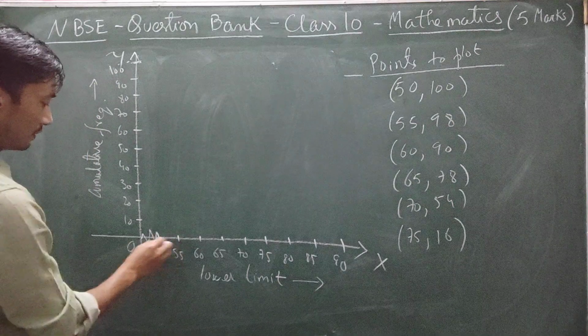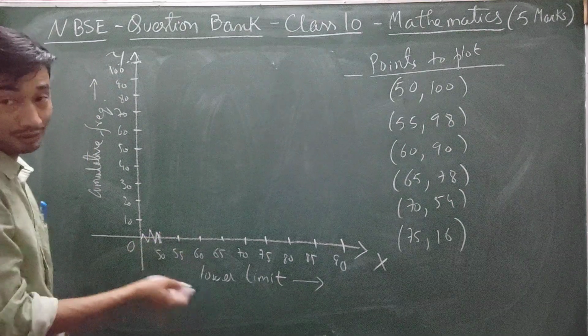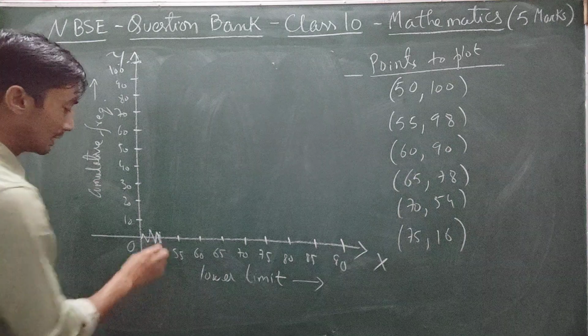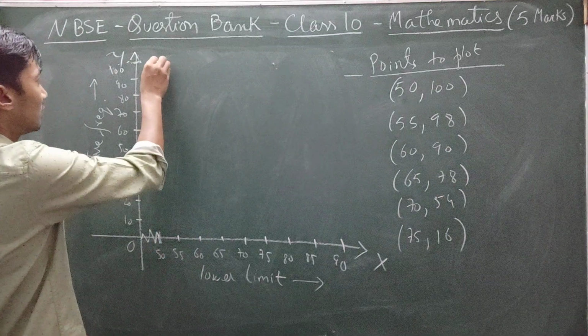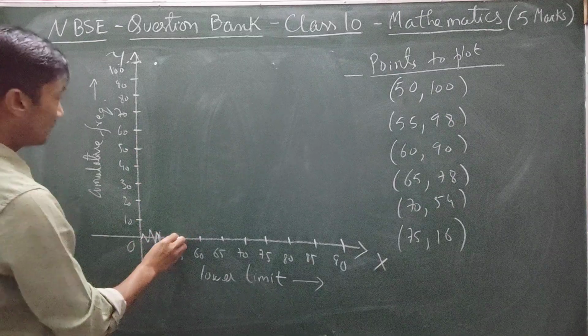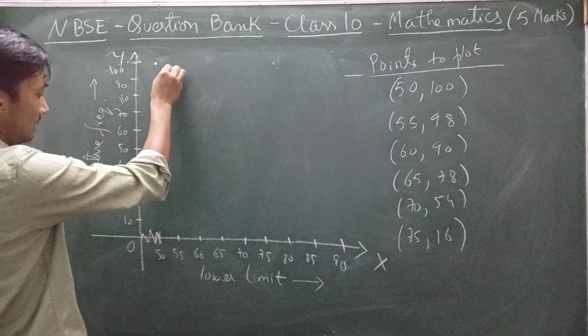So first point 50. This is 50. Now that's up, as I say, scale, it's up to you. Okay, I'm just giving you a rough idea only. 50, 100, 55. Almost near 100, I guess, 98.